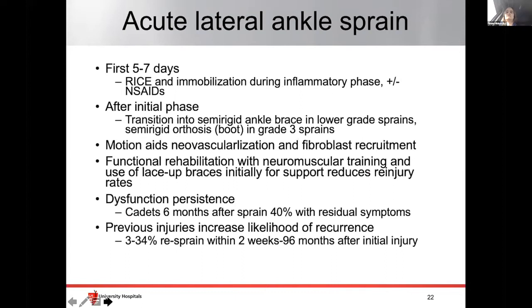Normally, most acute sprains can be treated non-operatively. It is not proper now to cast people after an ankle sprain. It leads to poor collagen fiber formation, and it makes the tissue very weak. So we want to immobilize them enough so they can start the rehab, but not so much as to prevent healing. Motion is really important for new blood supply to the area, and also fibroblast recruitment to put down the collagen fibers. In a cadet study at the military academy, 6 months after a sprain, 40% still had symptoms. So again, ankle sprains aren't necessarily benign.